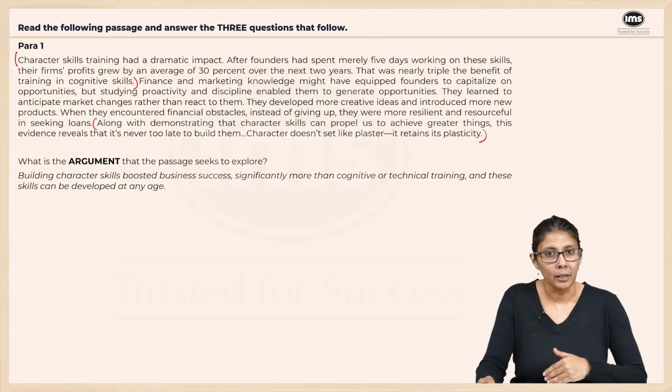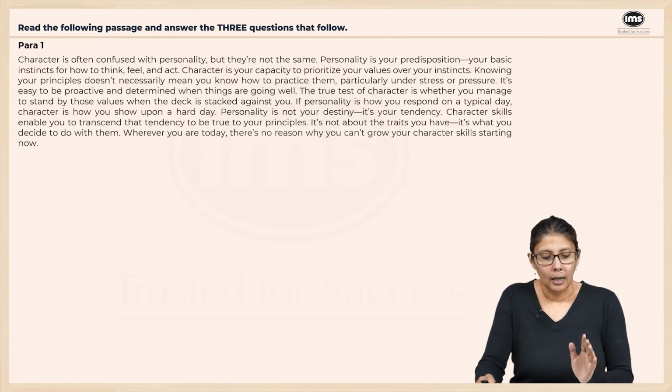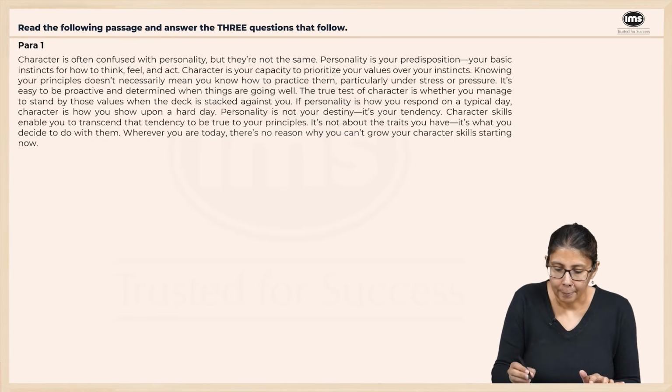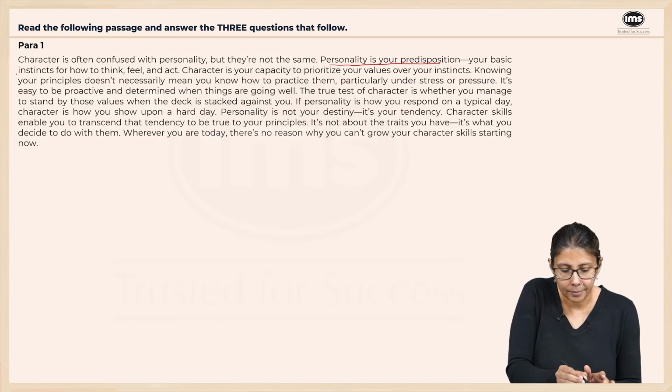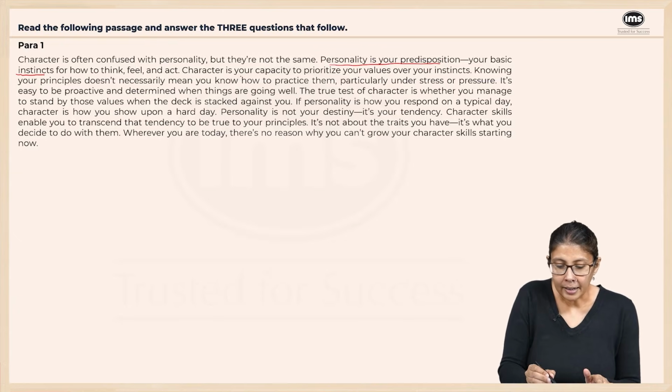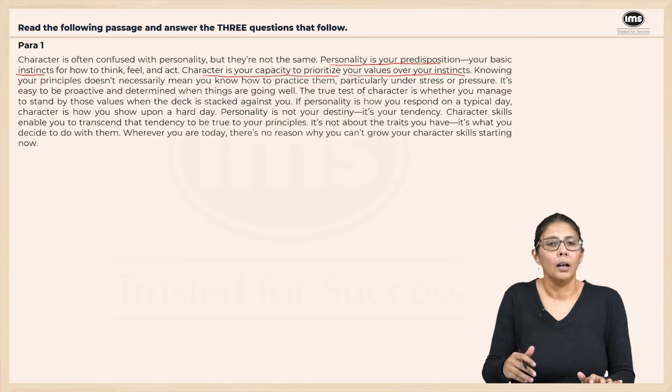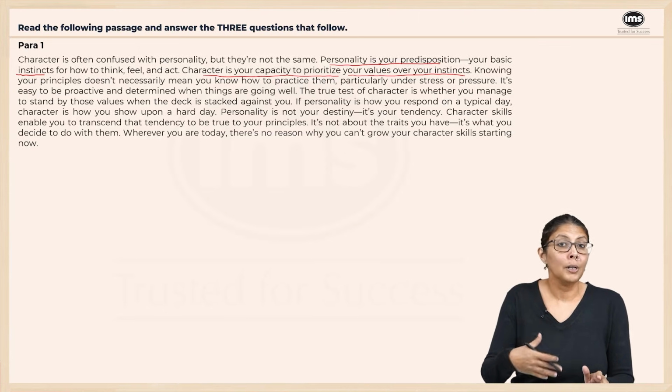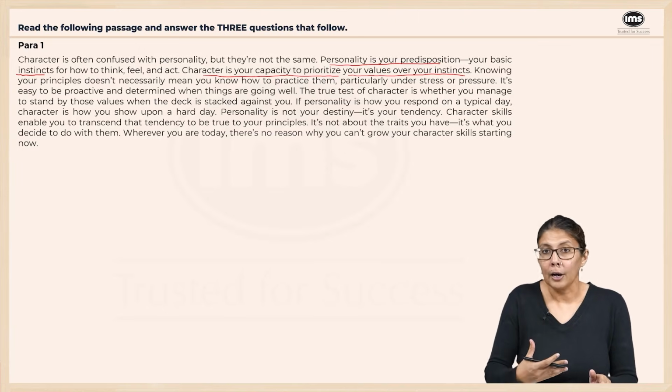Let's now take a look at the last bit. Now here we are differentiating between character and personality. The author says that they are two different things. Personality is your predisposition, your basic instincts. Character is your capacity to prioritize your values over your instincts. It says that just knowing what your principles are does not mean that you will act on them. Character allows you to act on your principles.